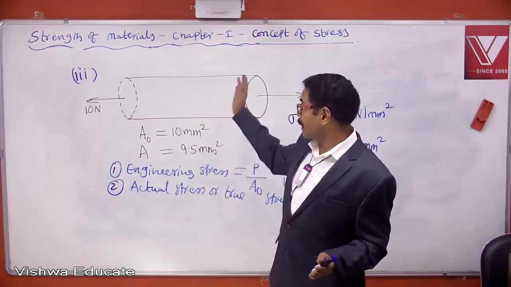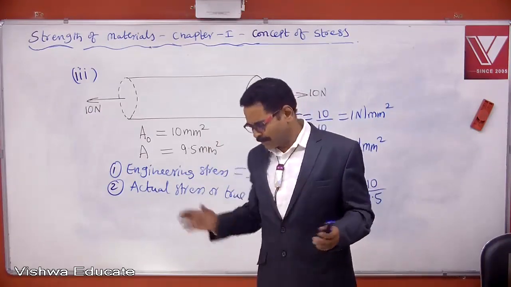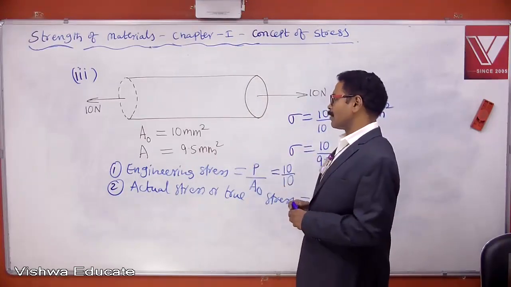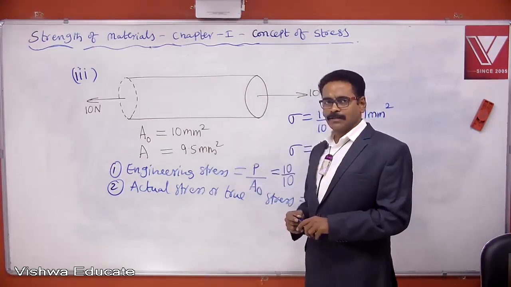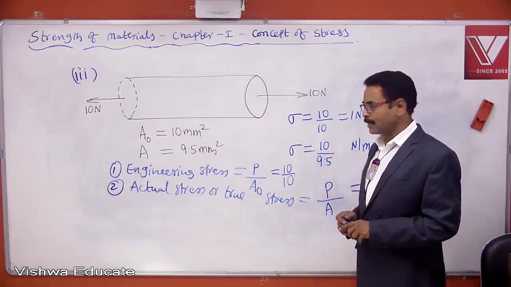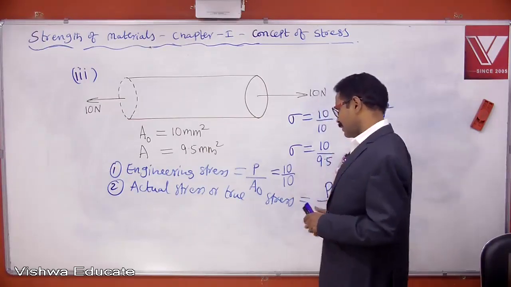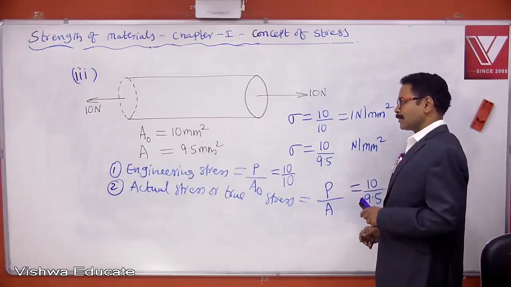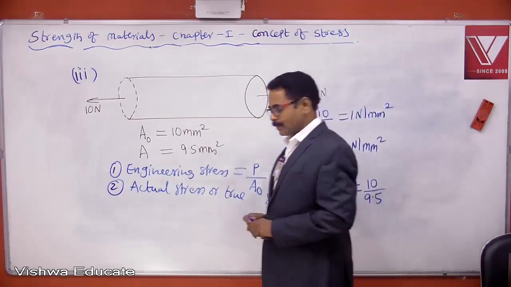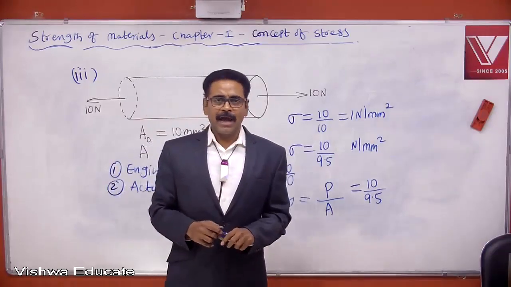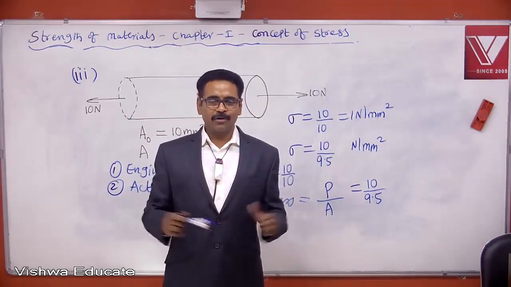Be careful, it is another important question, especially in interviews they will try to ask this kind of question, even in the GATE exam also they can ask. They may give you a bar like this and simply ask, what is true stress and what is engineering stress? Engineering stress is equal to 10 by 10, true stress is equal to 10 by the actual area of cross section after loading. Clear? What is engineering stress and what is actual stress? Okay? Right.